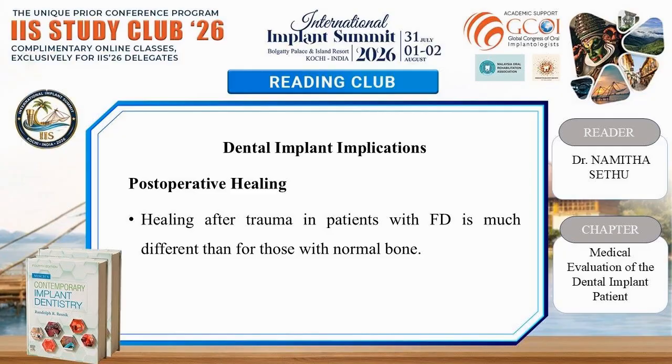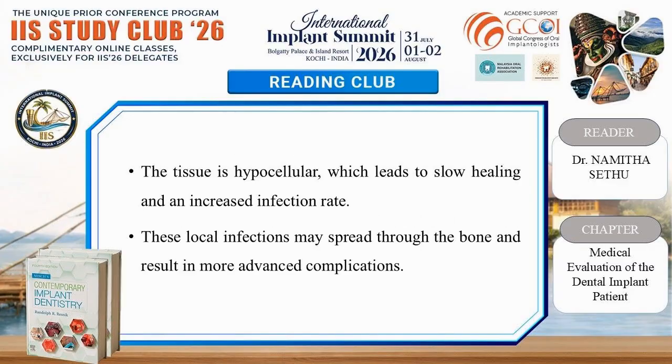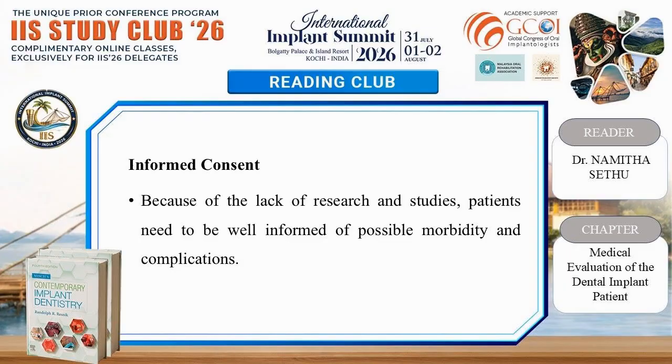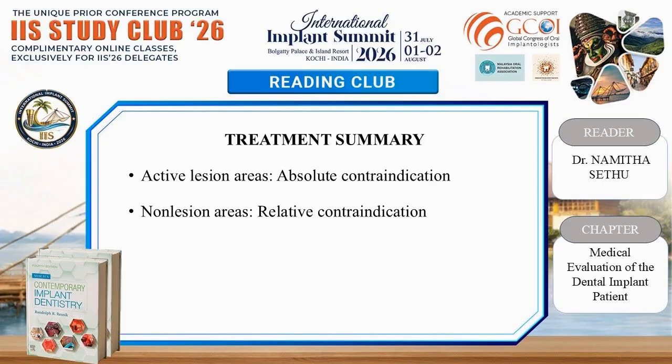Healing after trauma in patients with fibrous dysplasia is much different than for those with normal bone. The tissue is hypocellular, which leads to slow healing and an increased infection rate. These local infections may spread through the bone and result in more advanced complications. Informed consent. Because of the lack of research and studies, patients need to be well informed of possible morbidity and complications. Treatment summary. Active lesion areas are absolute contraindication.